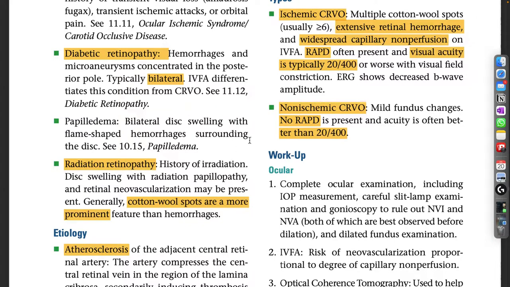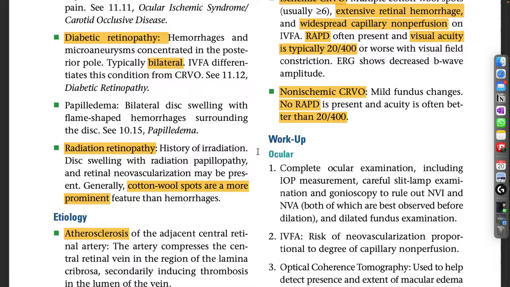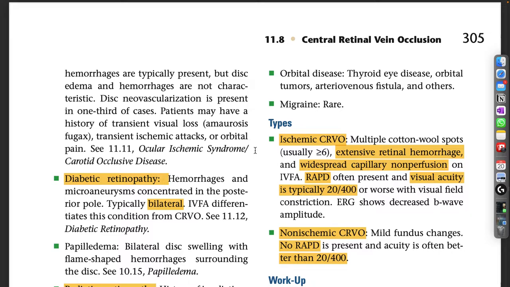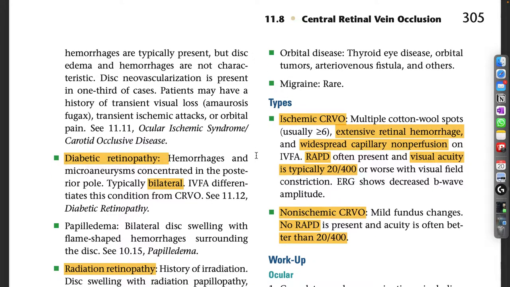Okay, great. Now, papilledema. Papilledema, bilateral. So what can be the etiology in this case? Atherosclerotic emboli, hypertension, glaucoma, dysplasia. Anything that increases the pressure in the disc. Disc edema, hypertension, glaucoma, disc drusen, hypoglobulinemia, embolism.